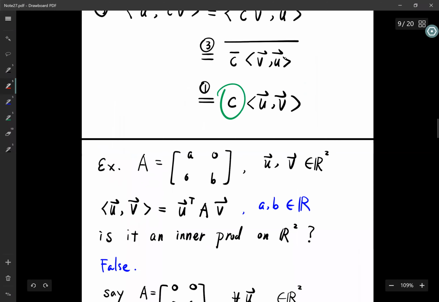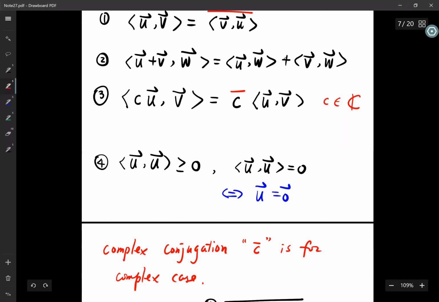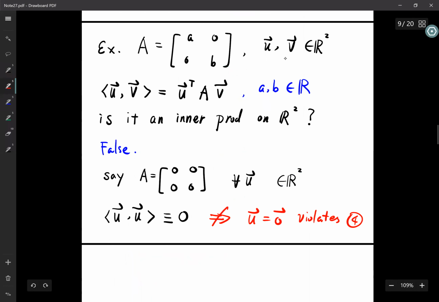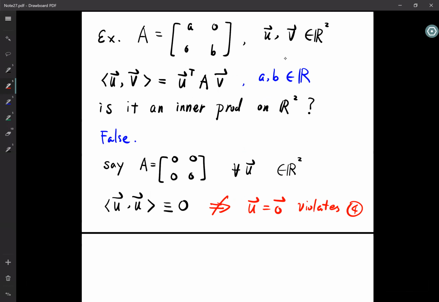property 4. Property 4 is really, as you will see from a number of examples later, the most tricky one. In many cases, 1 to 3 are easy to see, but what really makes it fail is property 4. It says the length, or the square, or the inner product of a vector with itself is 0, it must imply U is a 0 vector. In this case, it does not. Any question?